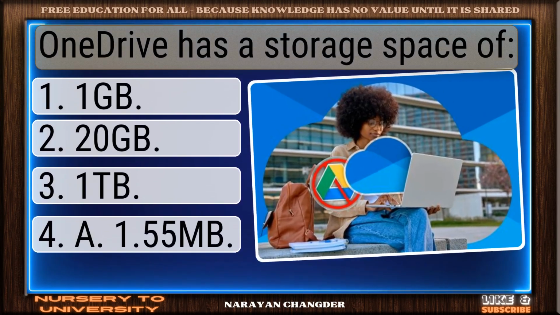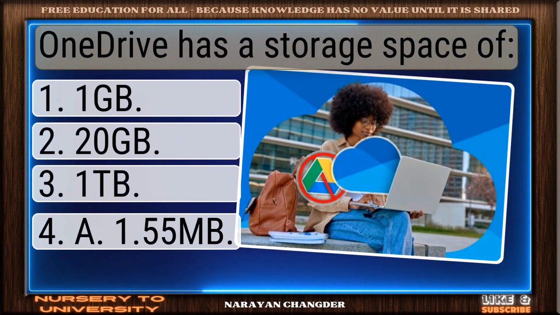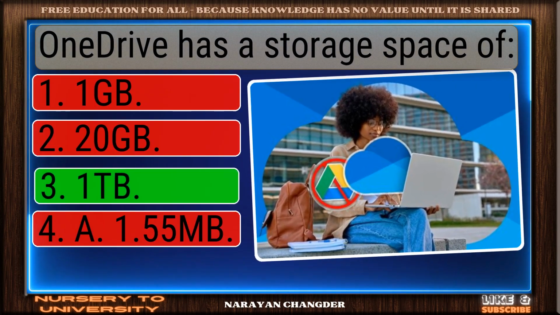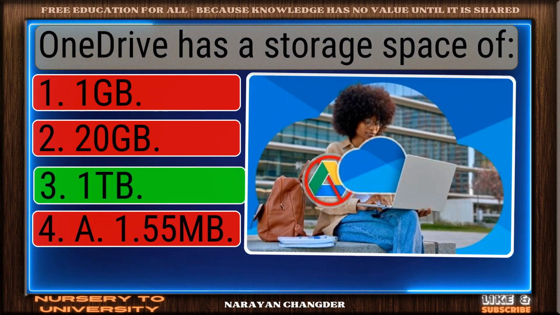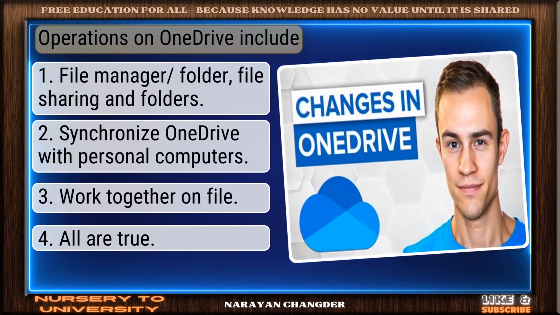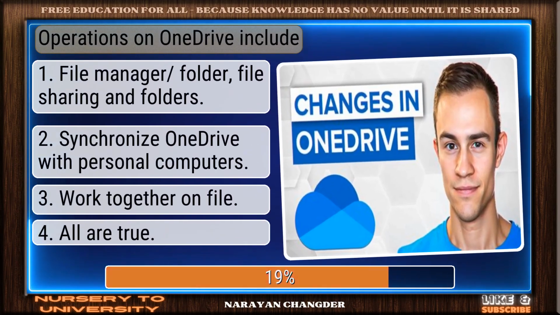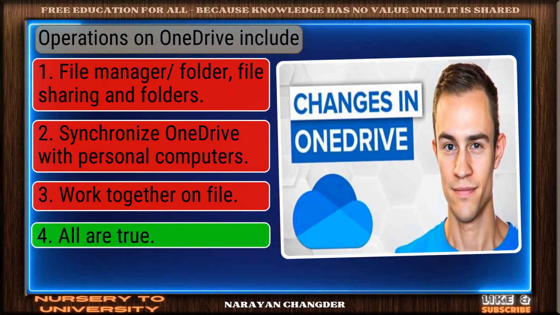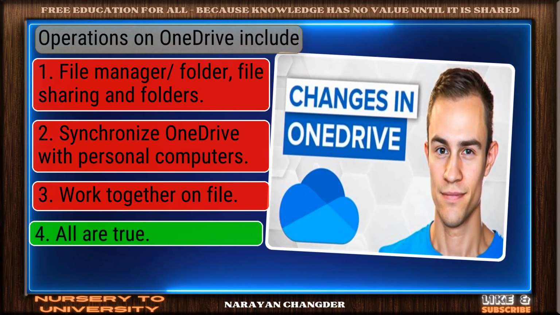Question number 73. OneDrive has a storage space of. Clear logic. Your choice, 1 TB, is sound and 100% true. Question number 74. Operations on OneDrive include. Exactly. All are true makes sense and it is the right choice.